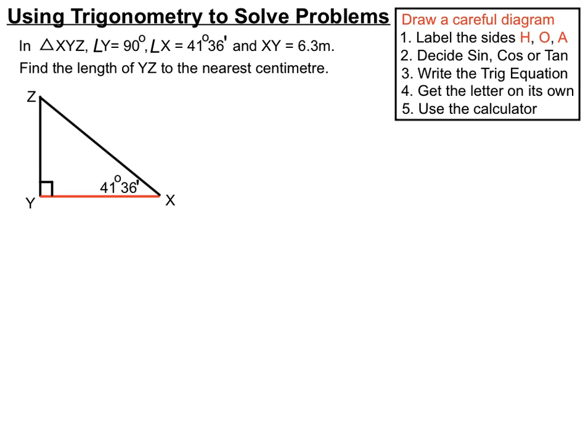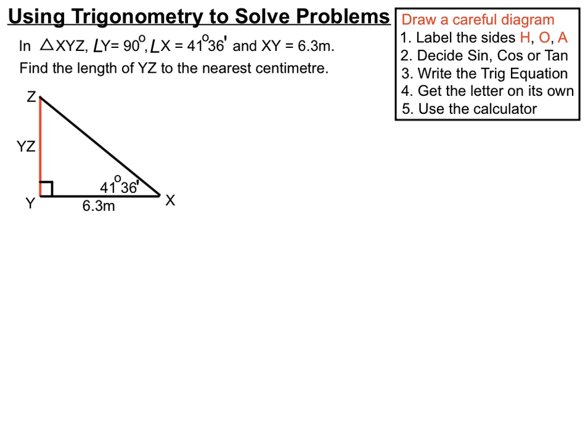The next bit is to process that information that XY is 6.3 meters. You'll notice I've turned the XY side red just to show you where it is. So we'll put the 6.3 down there. Okay, so we've done the triangle, processing all the bits of information. It's probably best that we put the length that we're trying to find there. That's YZ, so that's the red one I've highlighted, and we'll name it YZ. Okay, so we've put all the information on a diagram that makes sense.